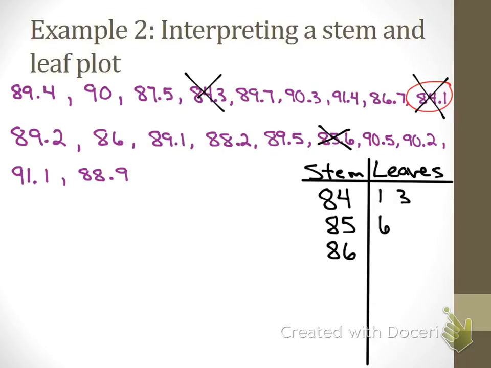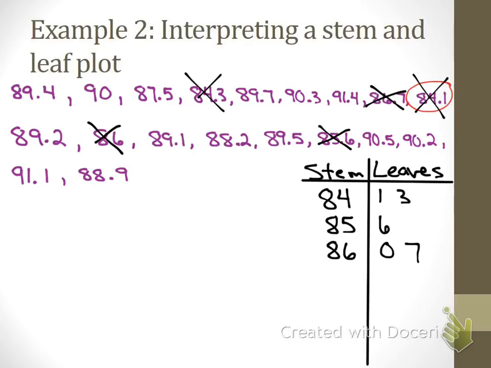What about 86? Any numbers in the 86s? Yes, 86.7. Any others? And then just 86. But what would be my decimal place if it's a whole number? 0. So I've got to have a 0 there, otherwise that number will not be accounted for. A 0 and a 7. Now I want you to finish this stem and leaf plot.